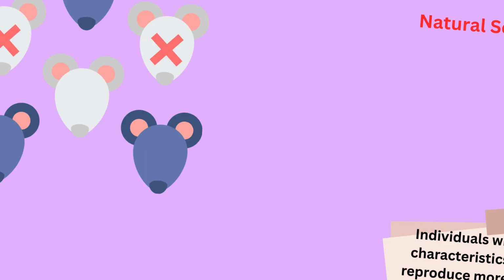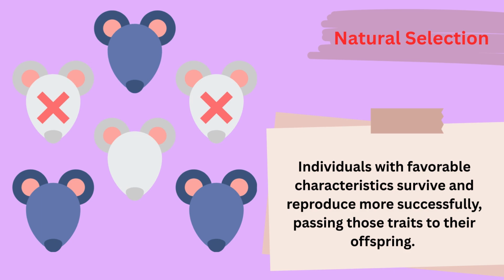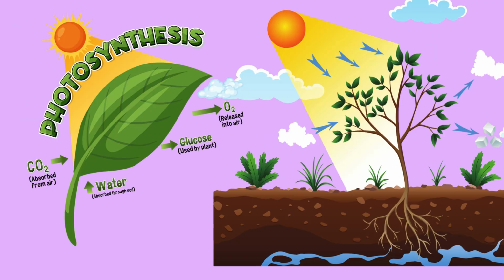Let's continue. Within a species, individuals vary genetically. This variation is crucial for evolution through natural selection. Think about it. Individuals with favorable characteristics survive and reproduce more successfully, passing those traits to their offspring. Over many generations, this leads to genetic changes in a population.